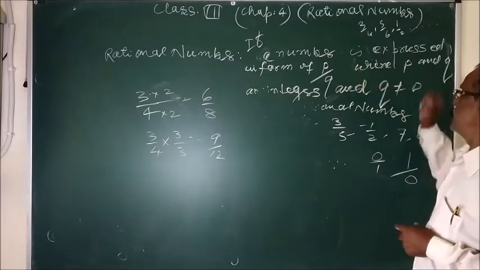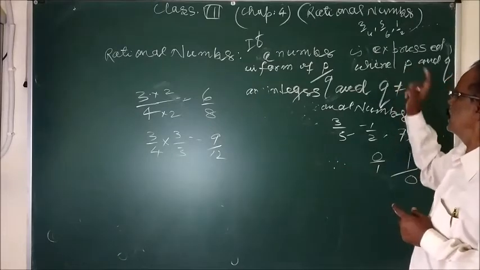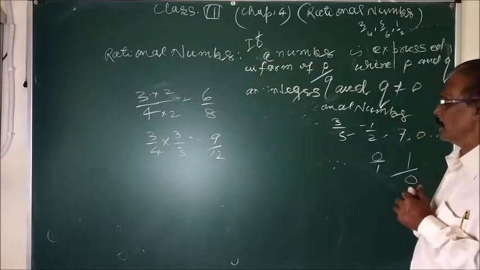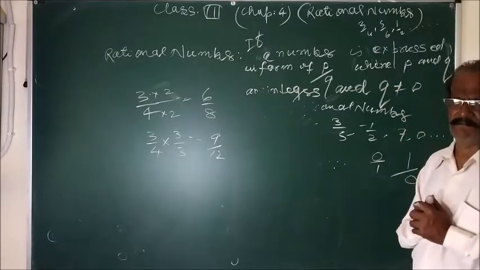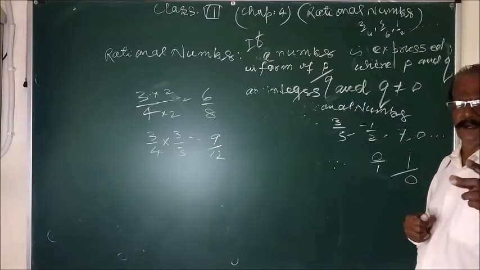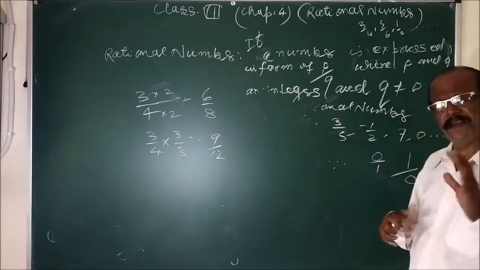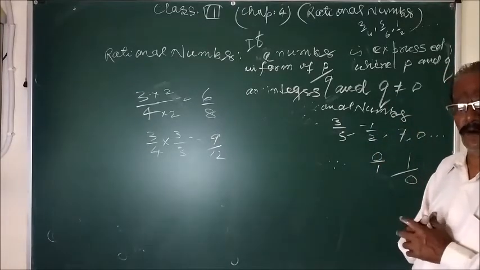p and q are integers. I have just explained what integers are. p and q are integers. Two conditions: p and q should be integers, and q should not be equal to 0. Sir, what is the reason q should not be equal to 0?